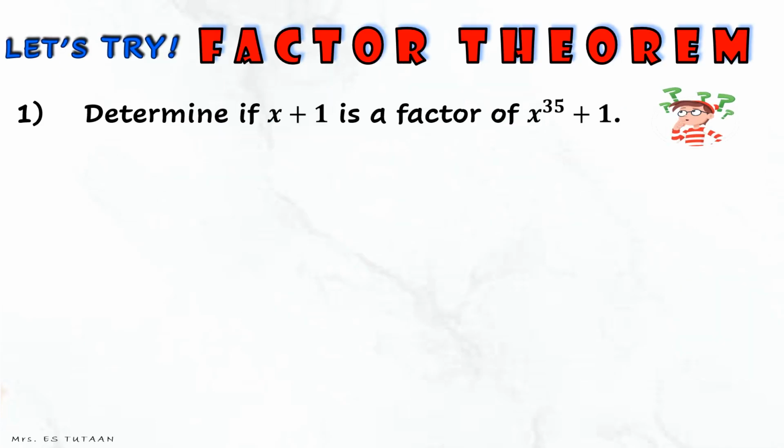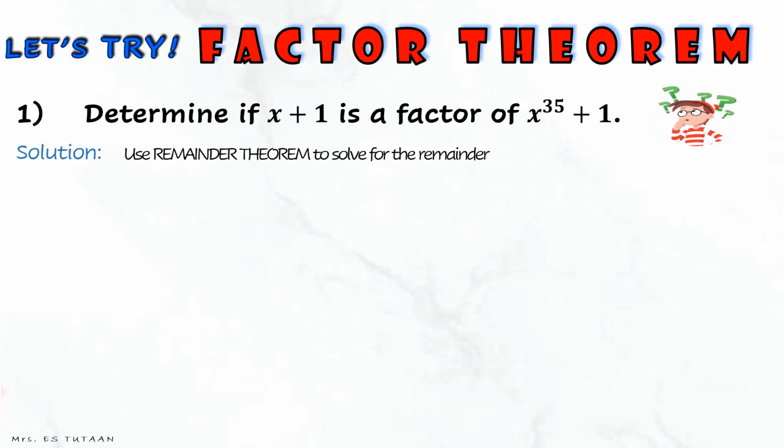Okay, let us try problem number 1. Determine if x plus 1 is a factor of x raised to the 35th power plus 1. To answer this, we will be using the remainder theorem to solve for the remainder. Our divisor is x plus 1, so we equate this to 0 and get the value of x. That is negative 1.